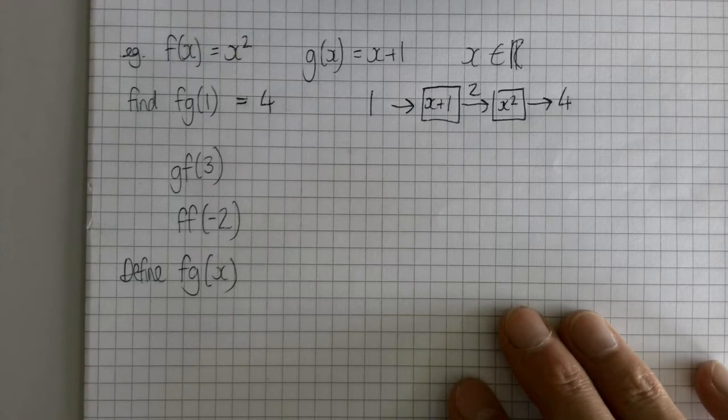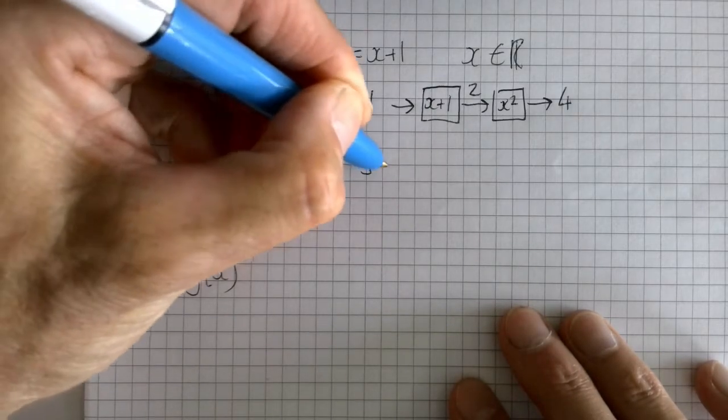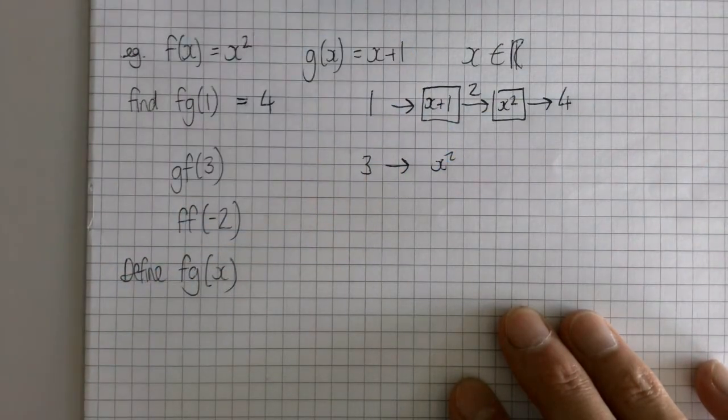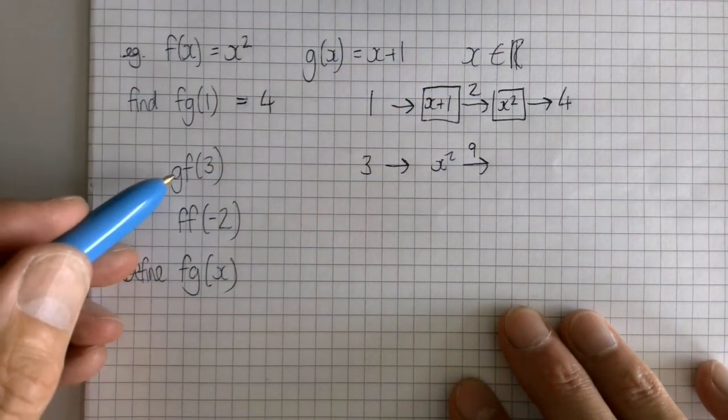Okay, I said I wasn't going to draw pictures for all of them. I am. So this one, I put a 3 into f first, so it goes into x squared. So out will pop a 9. And that then goes into g.